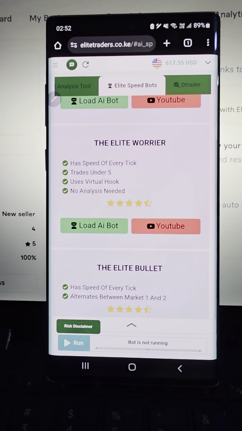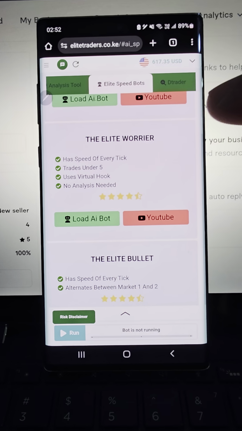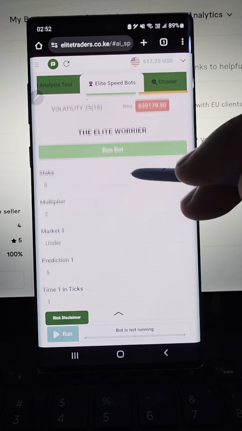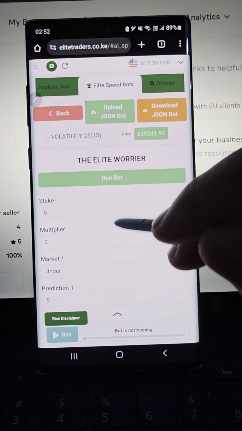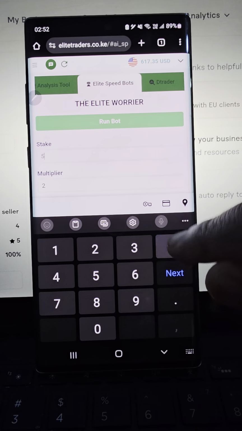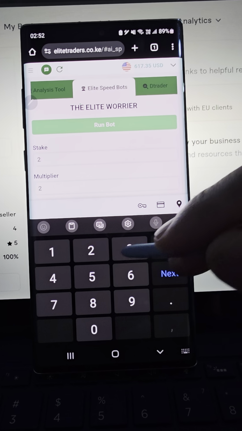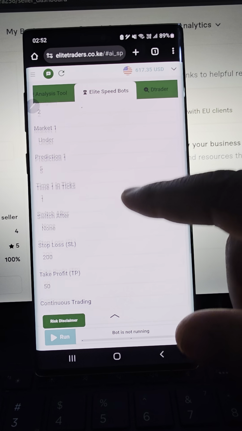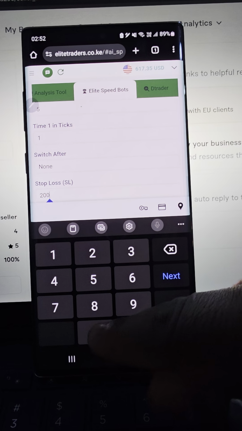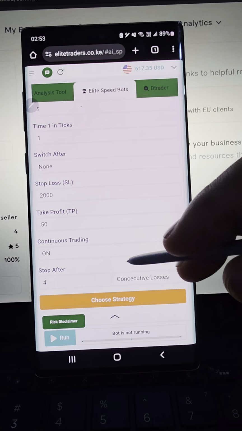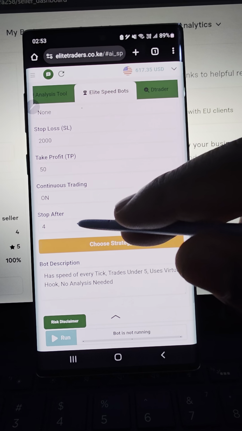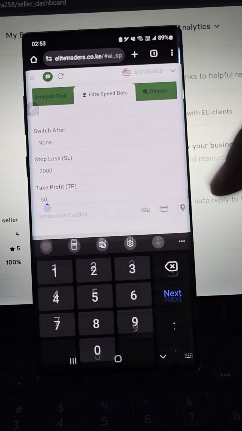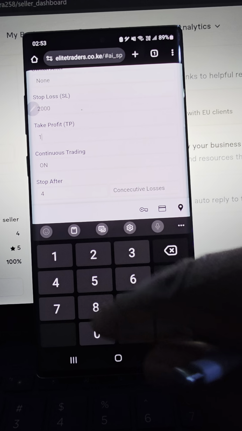I'll give details on how the virtual hook works, but let's first of all execute some trades and make some dollars. So I'll stake 25 USD. Then I'll not use the stop loss. Instead, I'll work with the stop after 4 consecutive losses, where the robot should come to a stop. Then my target profit is 100 USD.